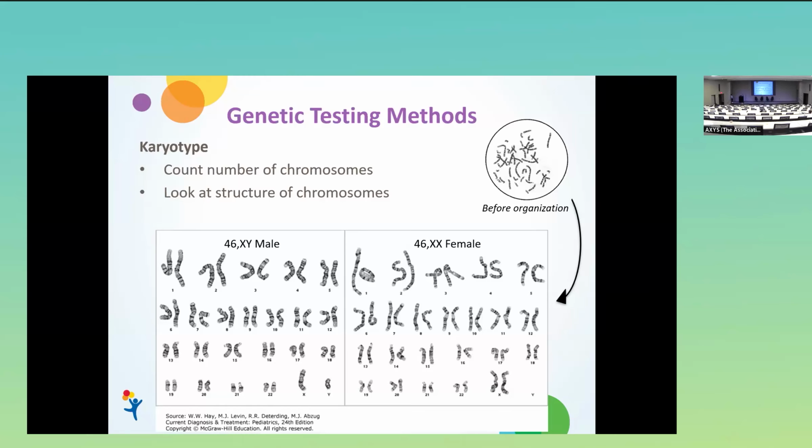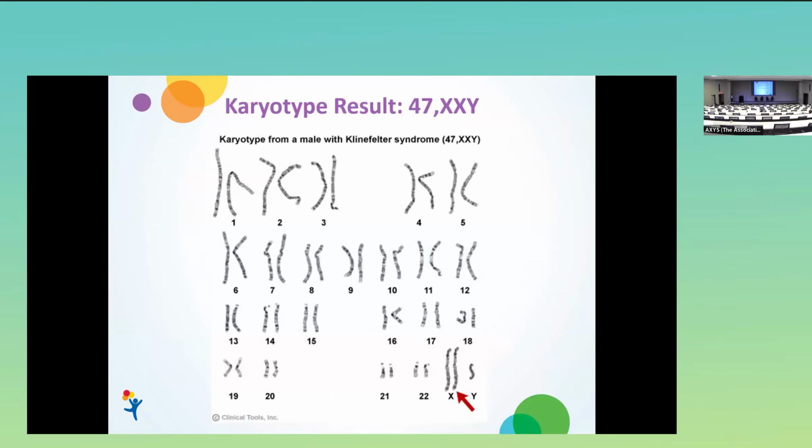When it comes to karyotypes for people with X and Y variations, we see a little bit of a different result. As you can see, this individual has 2 copies of chromosomes 1 through 22. Then when we look at the sex chromosomes, they have 2 copies of X and 1 copy of Y. So this particular karyotype result would be diagnostic of 47XXY, or Klinefelter syndrome.